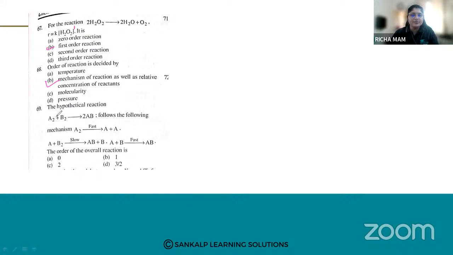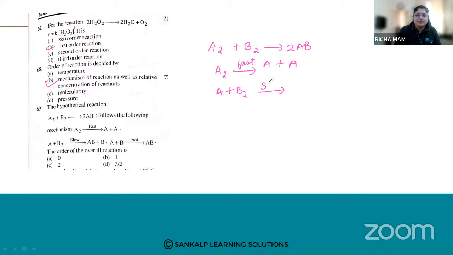Next question, 69. So the hypothetical reaction A2 plus B2 giving you 2AB follows the following mechanism. What is the order of the overall reaction? The reaction is A2 plus B2 giving you 2AB. Then what are the steps? A2 dissociates into A plus A in a fast step. Then A plus B2, in the slow step, giving you AB plus B. Then A plus B, fast, giving you AB.